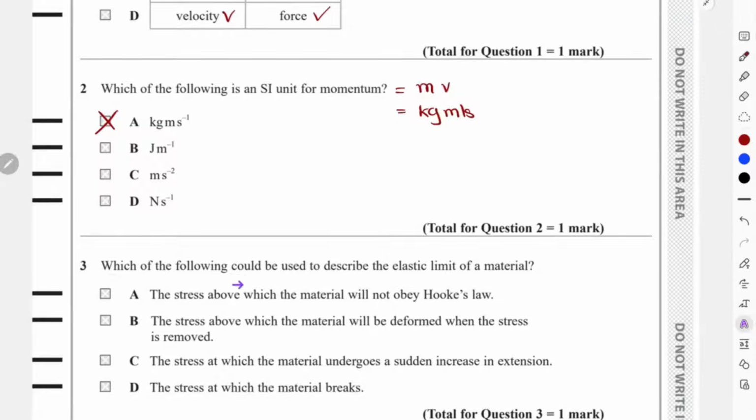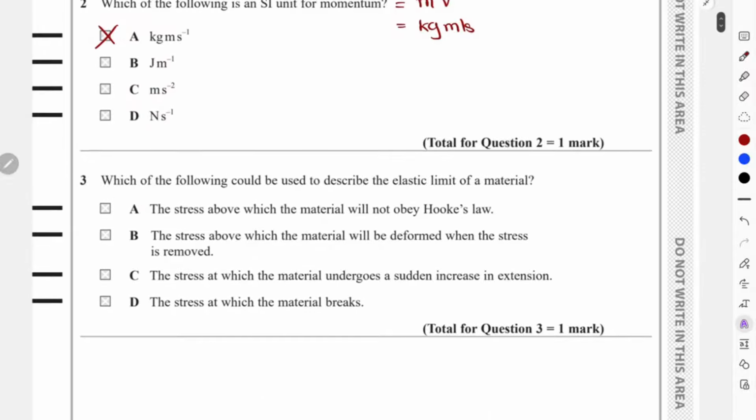So moving to question 3, which of the following could be used to describe the elastic limit of a material? Now remember, elastic limit is the point up to which your force and extension are directly proportional, right? And there's another point after elastic limit, that is the limit of proportionality.